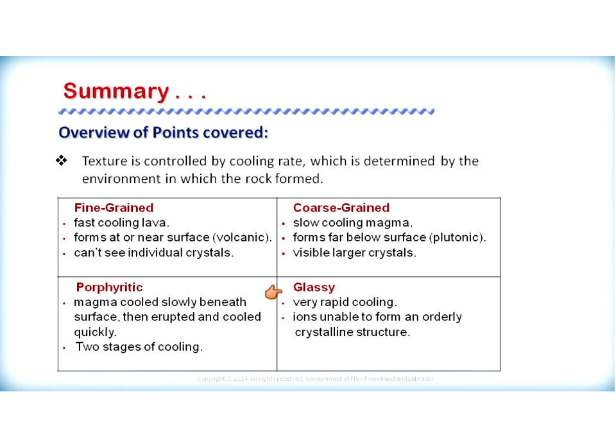And last, glassy texture would cool very rapidly at the surface when the molten rock comes in contact with a very cold surface such as snow, ice, or ocean water, and the ions do not have the ability to organize themselves into a crystalline structure to form crystals. Therefore, it results in a glass. And the example of a rock with a glassy texture would be obsidian.